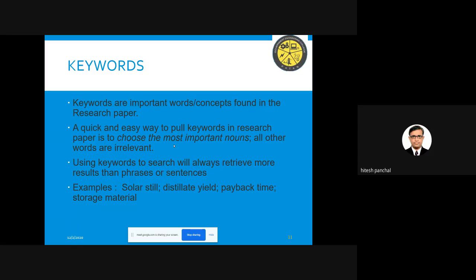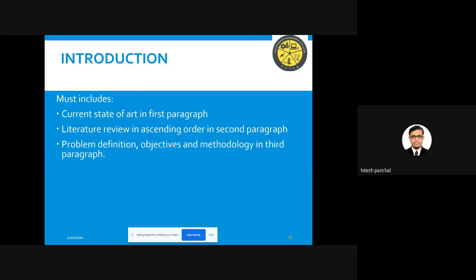Okay, that is why keywords are also important to increase the citations. Now, introduction. How will you write the introduction? Here, in a very simple manner, I have put only 3 points. Whenever you write the introduction, I will also correlate the introduction with the abstract.